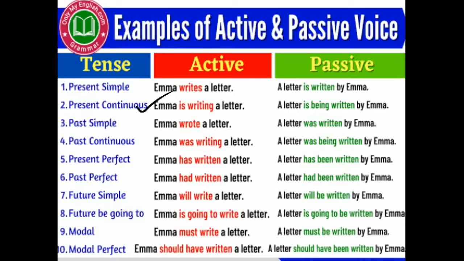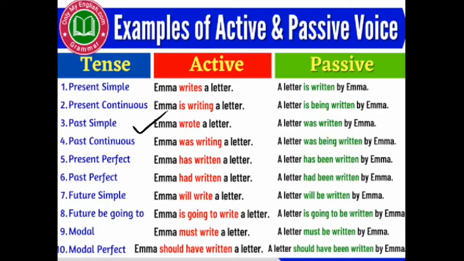Next, Emma is writing a letter. Emma is the subject, is writing is the verb, a letter is the object in active voice. Now I have to change this sentence into passive voice. The sentence will become a letter is being written by Emma. A letter is the object, is being written is the verb, Emma is the subject in passive voice. The word is writing in active voice and is being written in passive voice shows you present continuous tense.